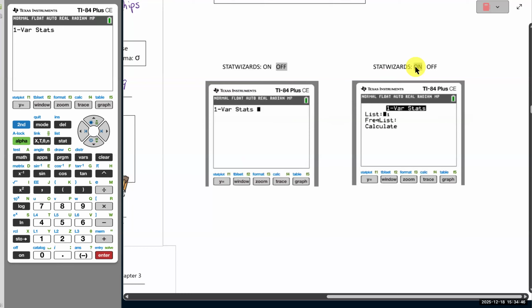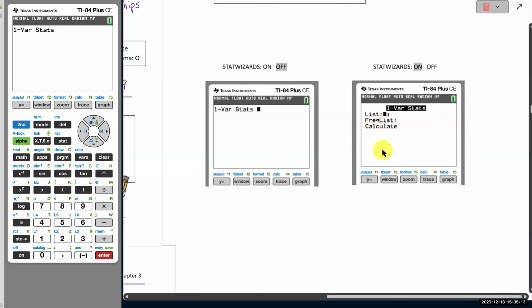It's just that not all students have calculators with these wizards, and I like to make sure everybody in class is following my same screen. So I set the calculator up like that. If yours looks like this, I would suggest turning your wizards off if you want to match my calculator exactly. The only difference with wizards on is that it's kind of a menu-driven input.